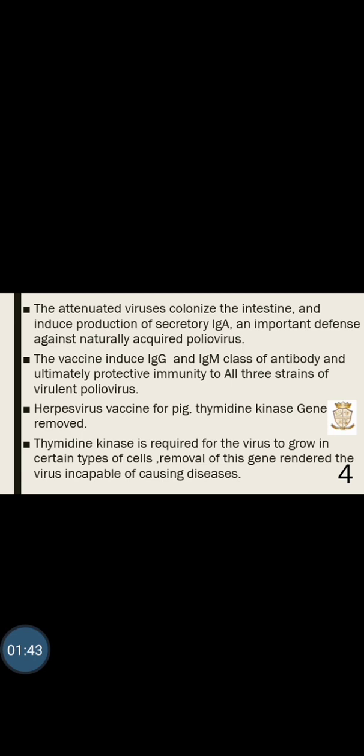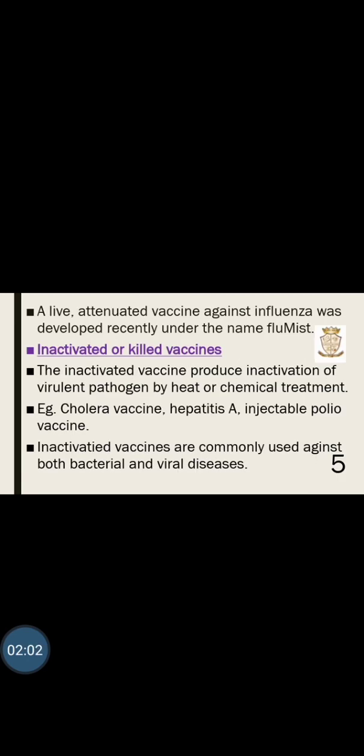Herpes virus vaccine for pigs: the thymidine kinase gene is removed. The thymidine kinase is required for the virus to grow in certain types of cells. Removal of this gene renders the virus incapable of causing disease. A live attenuated vaccine against influenza was developed recently under the name FluMist.